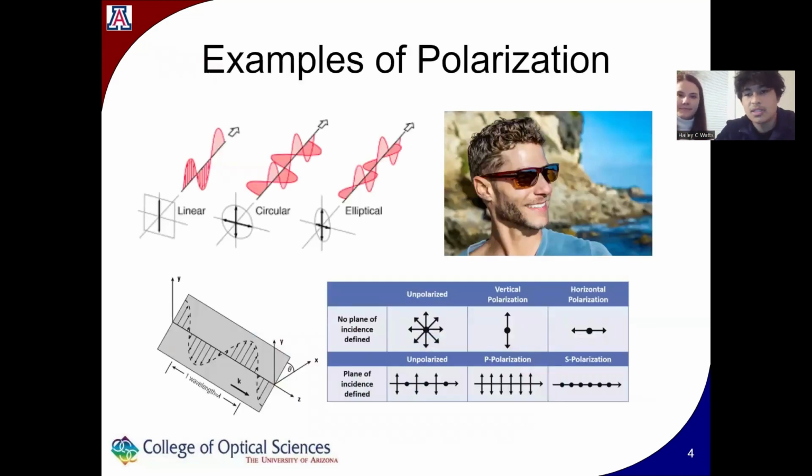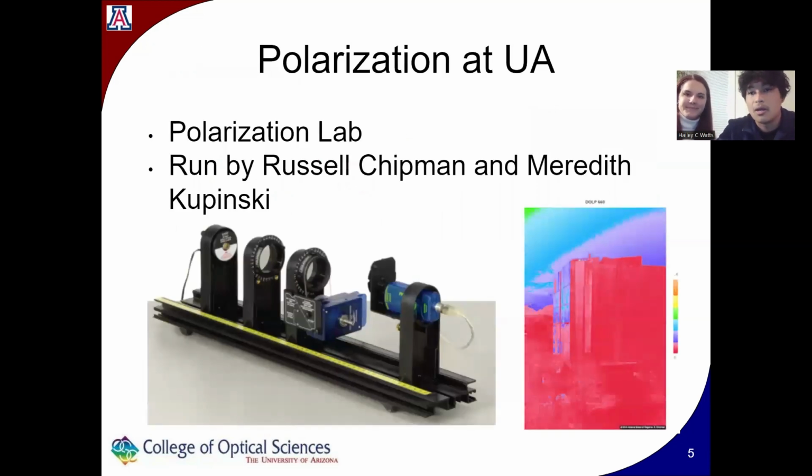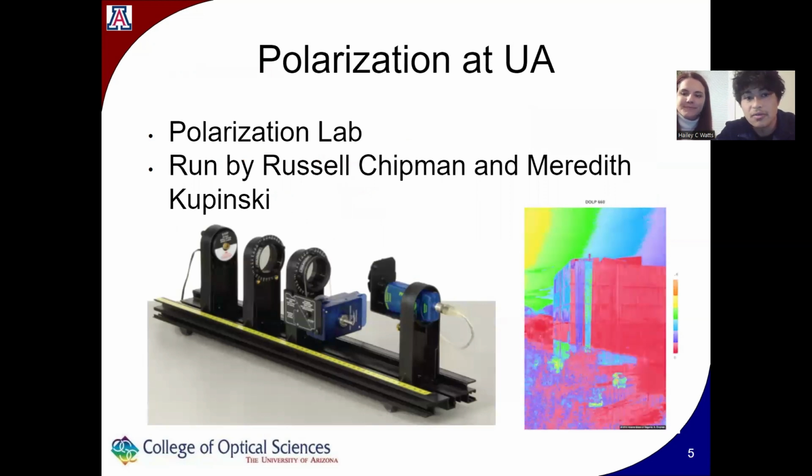Some quick examples of polarization. There's three different types: linear, circular, and elliptical. There's also S-polarized and P-polarized light, which we won't go into for this video. But a fun fact, sunglasses are polarized to filter out the polarized light of sunlight, which we'll go into more in this video. We also study polarization here at the U of A.